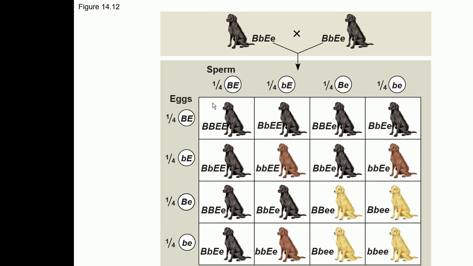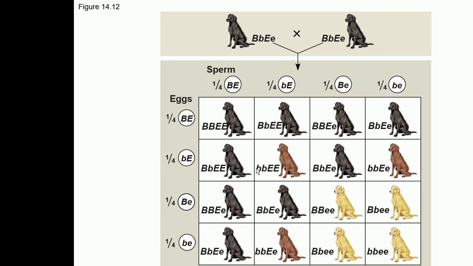This is going to show black color. This is also having both. Now let's talk about this. This dog has both alleles small b, which means the color is going to be brown, and because the second gene has both alleles capital E, this pigment is going to be deposited, and this dog is brown in color.